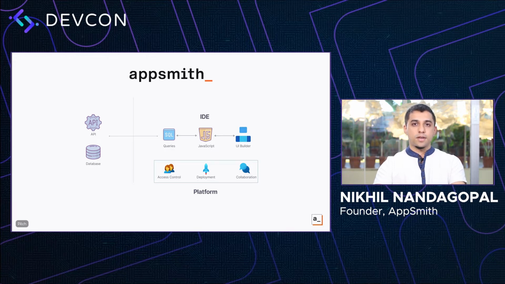So the JavaScript block helps you write the logic between these queries and the UI building blocks so that you can arrange them in any way that makes sense to you. You can write logic to parallelize queries, you can write them to have conditions between UI elements, you can write them to create authentication flows and authorization flows. All of this is possible inside AppSmith.